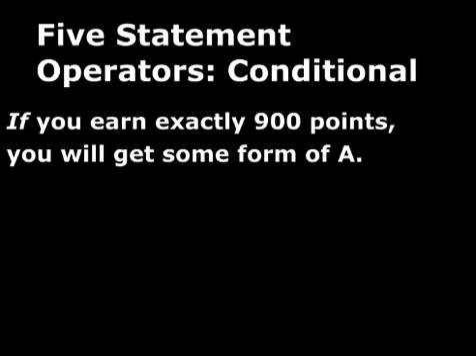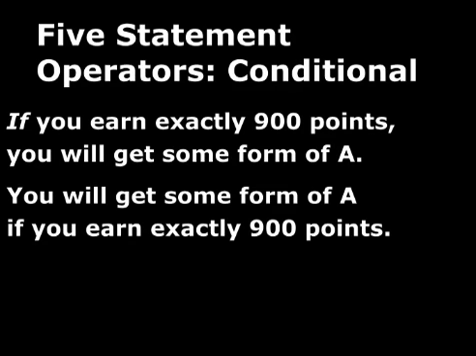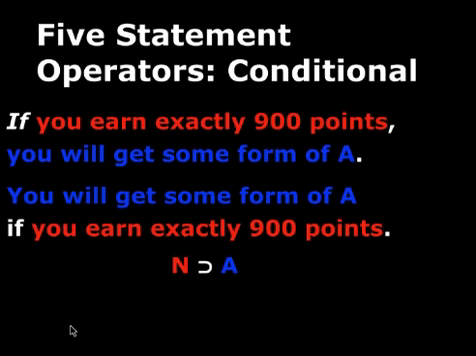Look at this conditional. If you earn exactly 900 points, you will get some form of A. English lets you flip the order of those around, right? In English, you could say the same thing this way. You will get some form of A if you earn 900 points. All that happened here, I'll just color code these, is that in the first sentence, the "if you earn 900 points" was first and the "get some form of A" was last. And then in this sentence, English flipped them around. You can put this first and this last if you want.